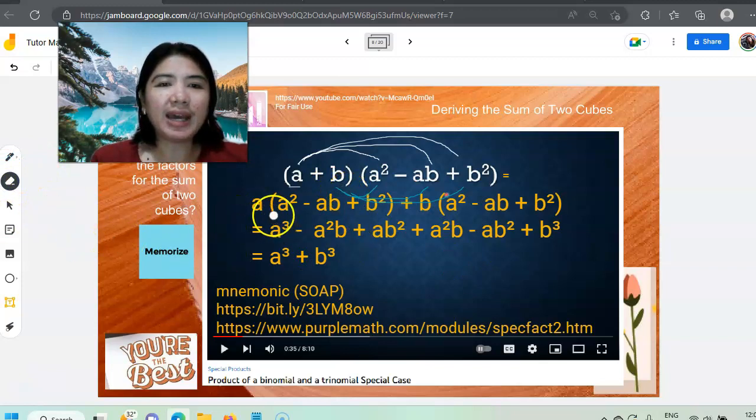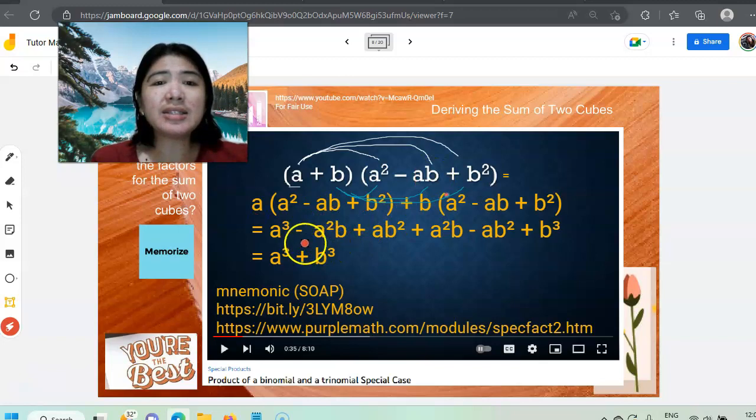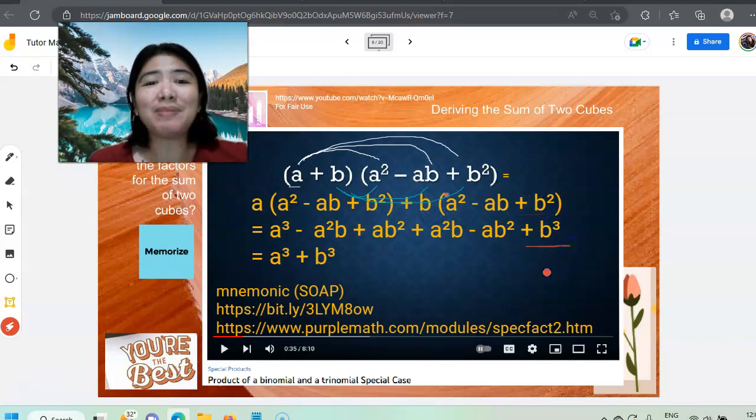So we have now a times a squared, that's a cube. And then a times negative ab, that's negative a squared b. And then a times b squared, that's positive ab squared. Now, how about the second term, positive b? Positive b times a squared, that's positive a squared b. And then positive b times negative ab, that would be negative ab squared. And finally, positive b times positive b squared, that's positive b cubed.